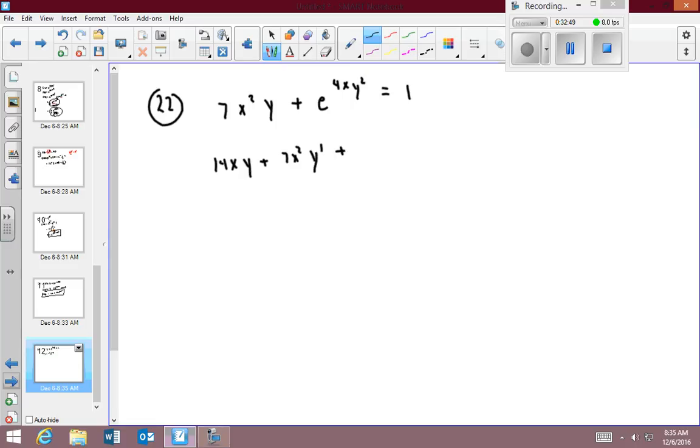plus the derivative of the second term is e to the 4xy squared times the derivative of the exponent, which is going to be the derivative of the first, which is 4 times the second, y squared. I'm going to put a bracket here, plus the first times the derivative of the second, 2y, the first, y prime. And then the derivative of the constant is 0.